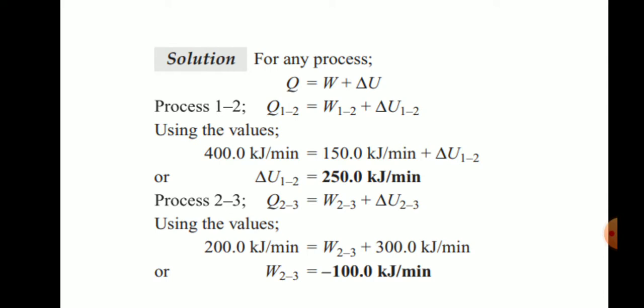Here they are giving heat and internal energy. The unknown parameter is work output. Then substitute the known parameters and calculate the unknown parameter with the correct sign. Okay, here W equals minus 100 kilojoules. Substitute the values in the same manner.